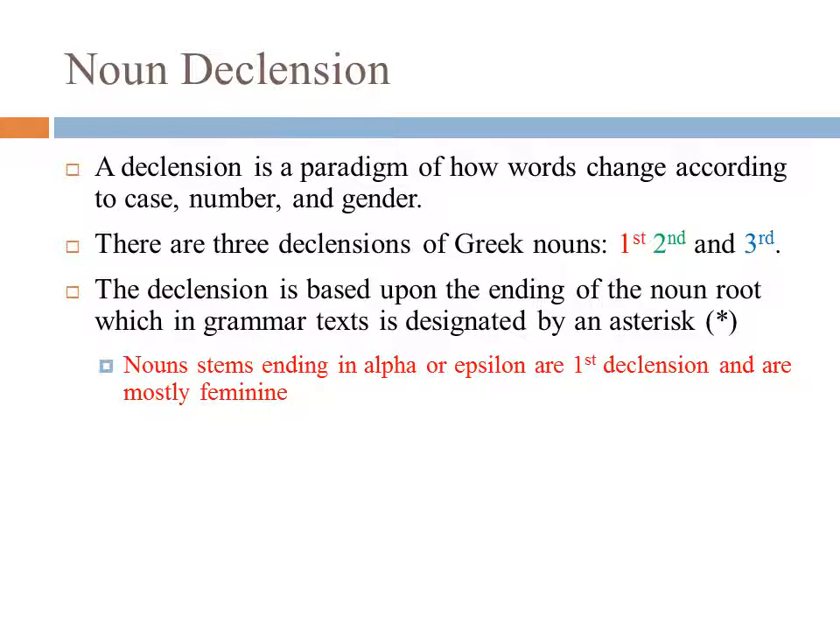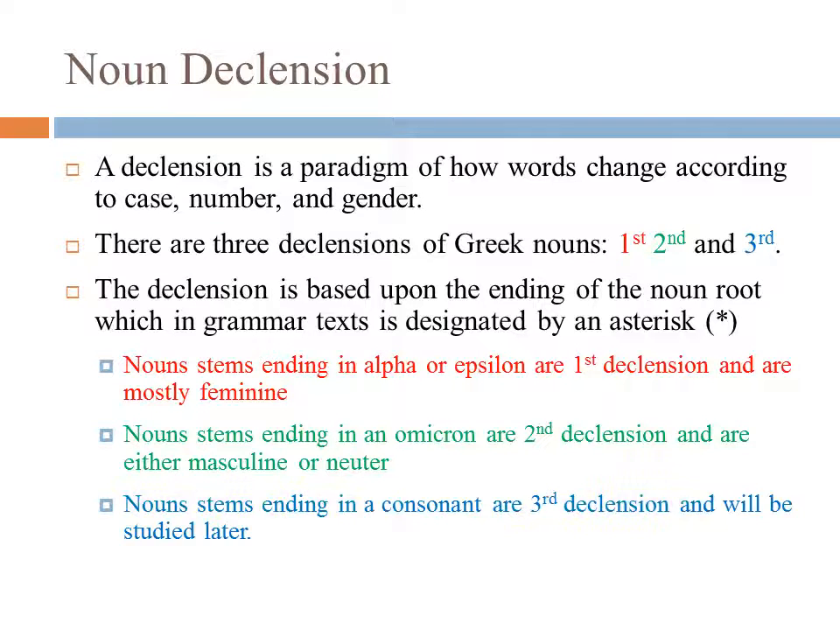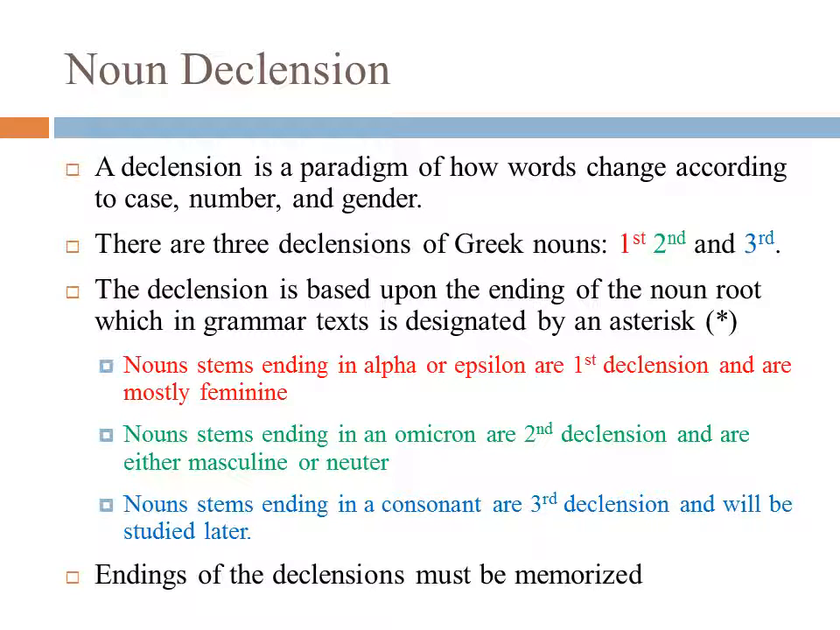Noun stems ending in alpha or epsilon are first declension and are mostly feminine. Noun stems ending in an omicron are second declension and are either masculine or neuter. Now we're talking about the stem, the root here, and its ending. Noun stems ending in a consonant are third declension and will be studied at a later time.